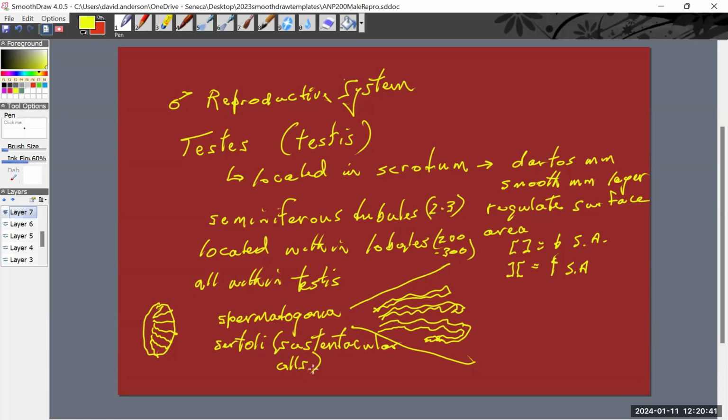In some older textbooks, they used to be referred to as nurse cells because they look after the spermatogonia and guide and support the process of spermatogenesis.